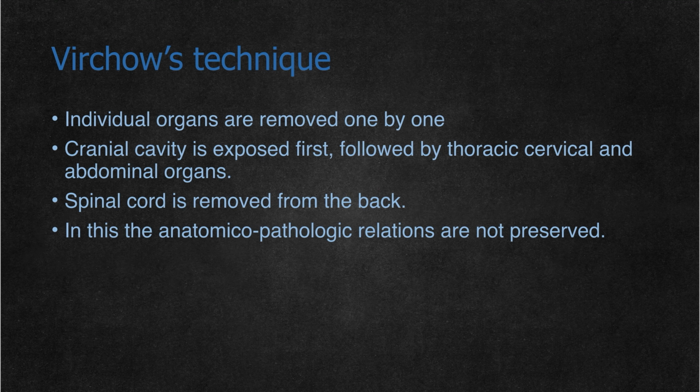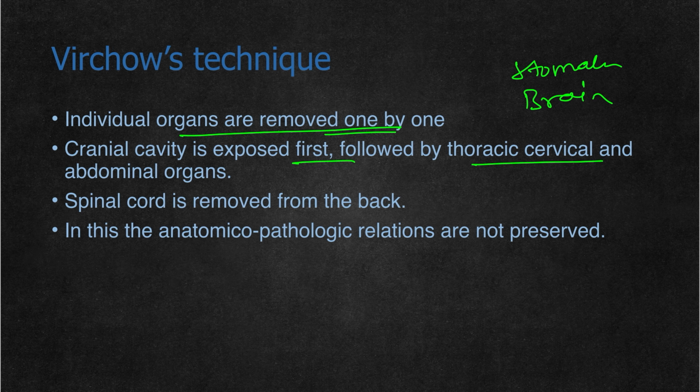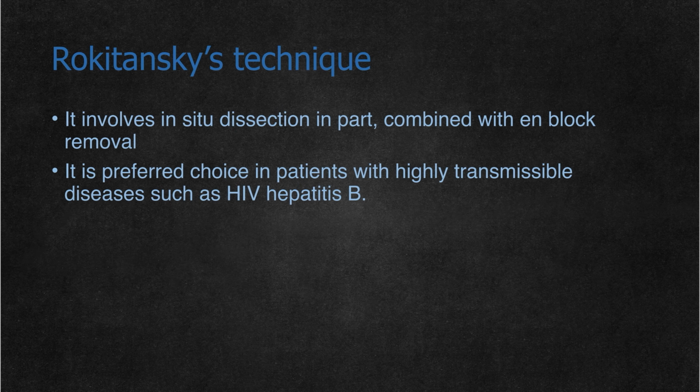Coming to Virchow's technique, here individual organs are removed one by one, like the stomach is removed from one part or the brain is removed separately and dissected out. The cranial cavity is exposed first, followed by thoracic cavity organs and abdominal organs. Then the spinal cord is removed from the back. In this, anatomical pathological relations are not preserved. So the individual organs with their relations with nearby organs are not preserved, and each organ is removed separately and dissected.